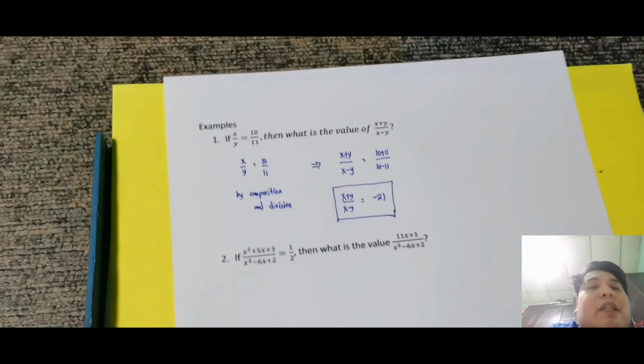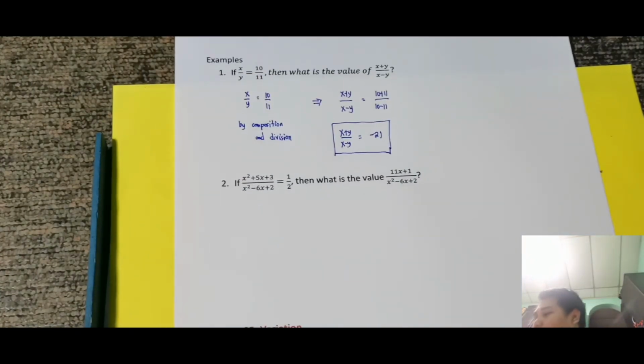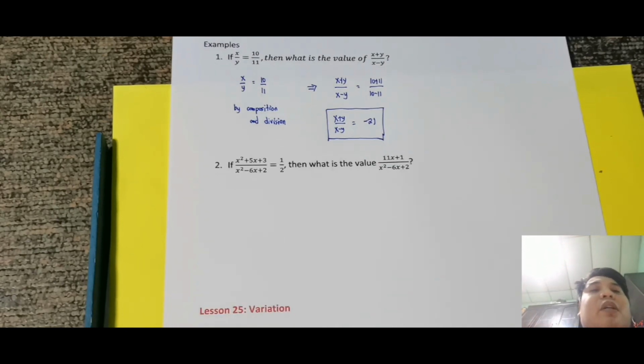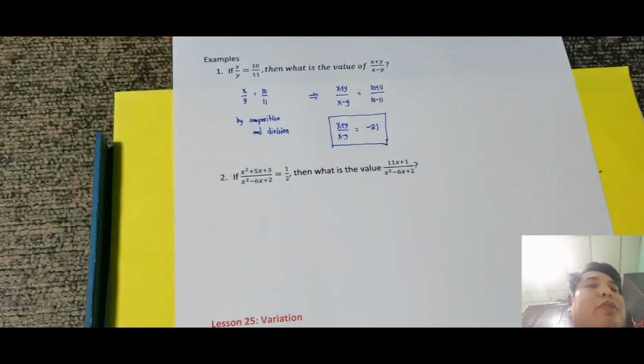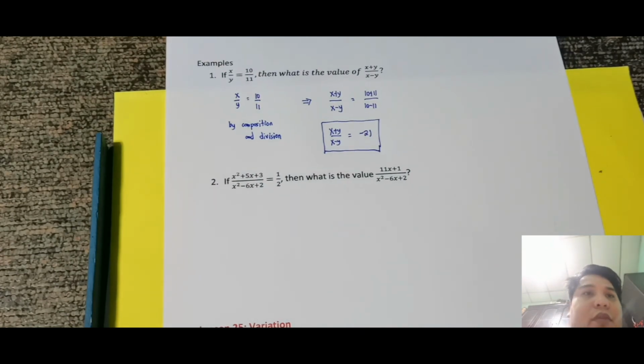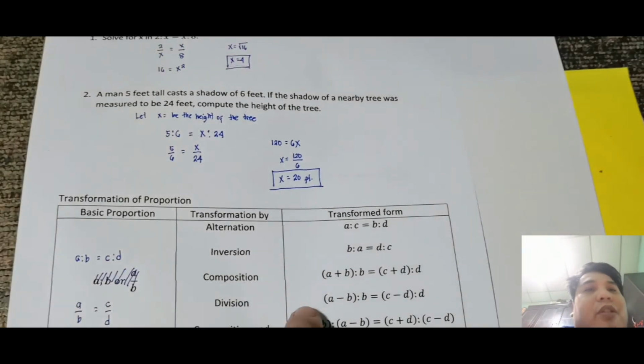Okay, so napakadali niya. Next is for number 2. Check natin. So, ano bang gagawin sa number 2? If x squared plus 5x plus 3 over x squared minus 6x plus 2 is equal to 1 half, then what is the value of 11x plus 1 over x squared minus 6x plus 2? Okay, so kung napansin mo, ano bang nangyari? Sir, ang laki na nito, hanapin ko pa buo yung value. Ang gagawin natin, I think, si division.